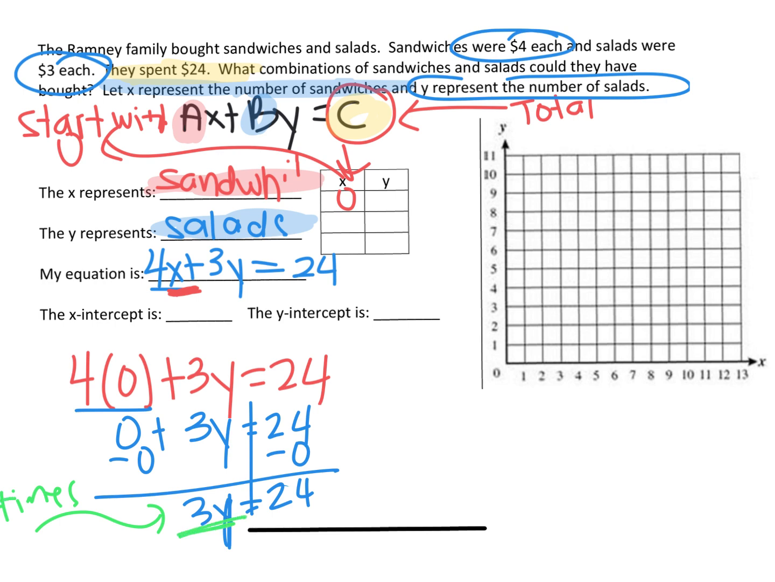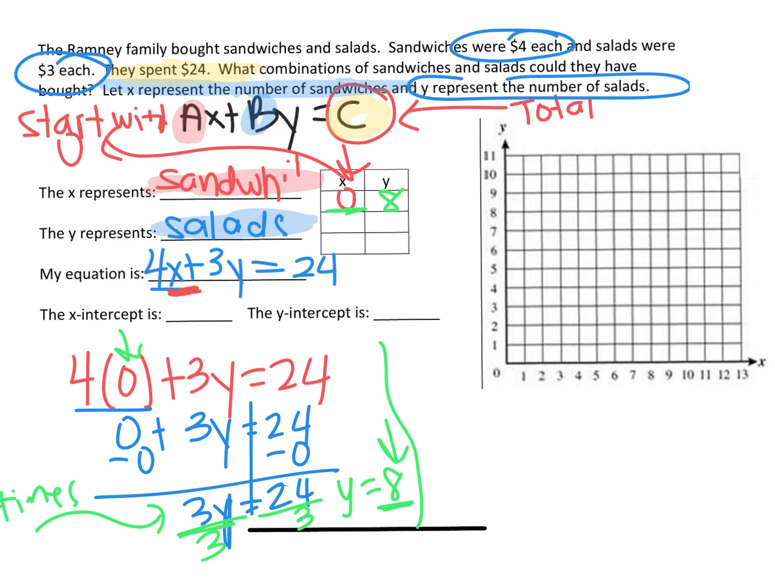How do we undo times? We divide. Now I got Y equals 8. 24 divided by 3 is 8. All right, so I put in 0 for X, and when I did that, I got out 8 for Y. Remember, our table is just an input, output.